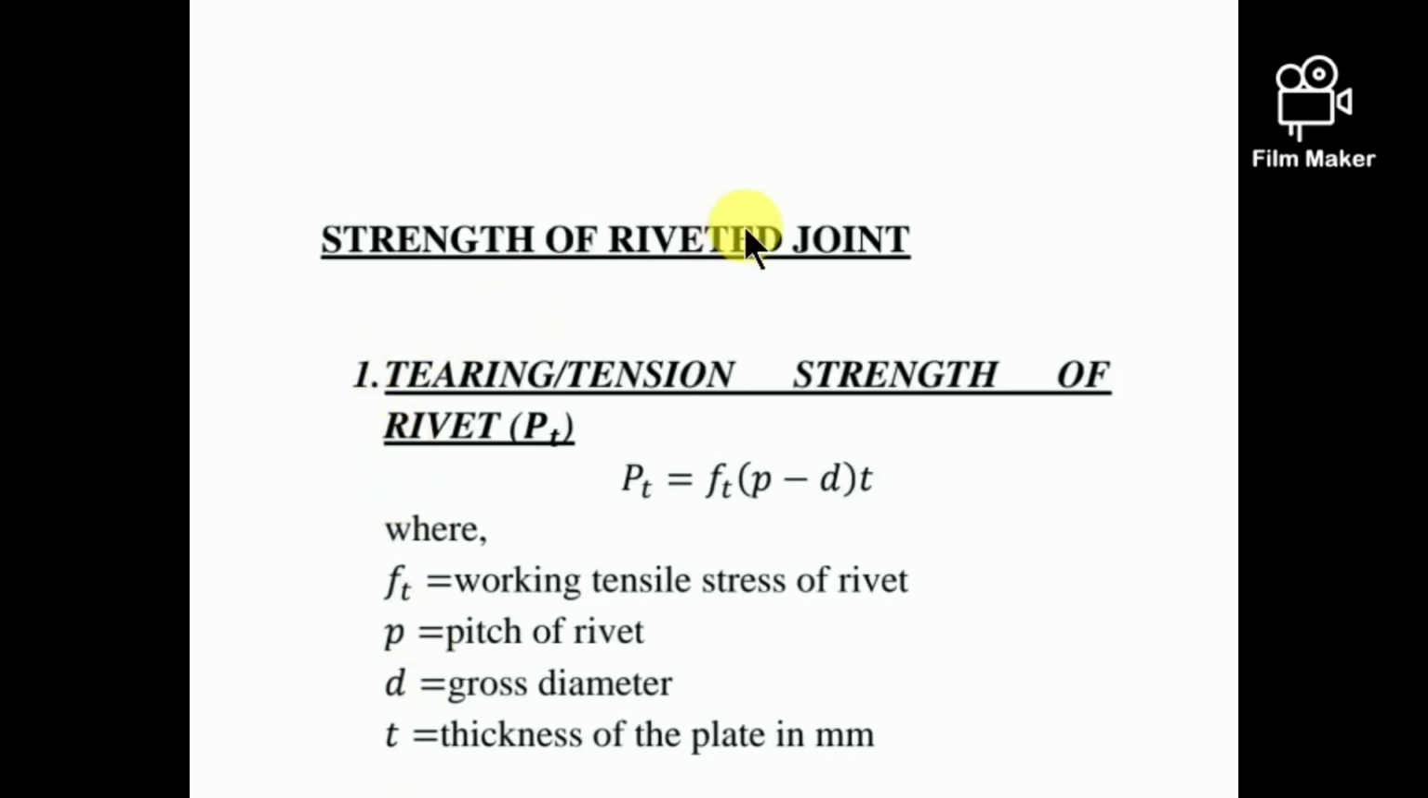Next, let's see the strength of riveted joint. First, we have tearing or tension strength of rivet represented by PT. Here PT is equal to Ft into (p minus d) into t. Now see what is Ft here. This is the working tensile stress of rivet. Small p is our pitch of rivet, d is our gross diameter, and t is the thickness of the plate, and it is always in millimeter.